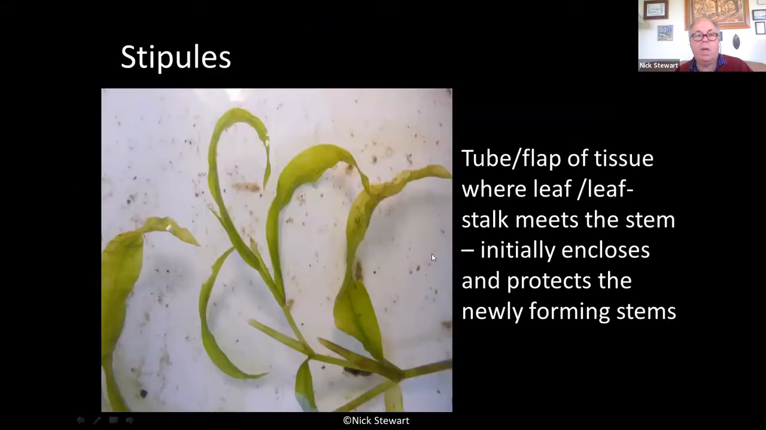Now, stipules are sheaths or tubes of tissue which surround the stem when the plants are growing. You can see here, these are the stipules. They do pull away from the stem as the plant gets older. But if you have this combination of alternate leaves and stipules, then you can go straight to Potamogeton. There aren't any other plants that have that combination.